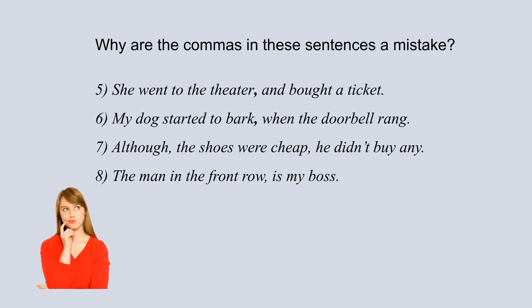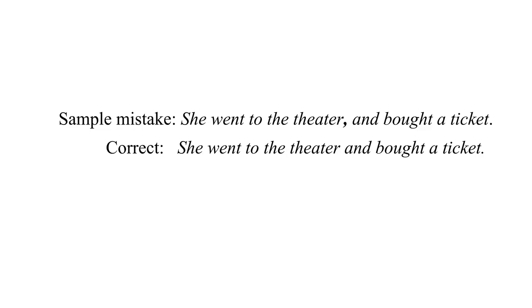So now we come to the second mystery sentences that I had mentioned earlier. So here's the question. Why are the commas in these sentences a mistake? Let's look at number 5. She went to the theater and bought a ticket. Again, we don't just ask students to tell us what the rule is. Instead, we give them some clues to help them focus and some possible solutions.